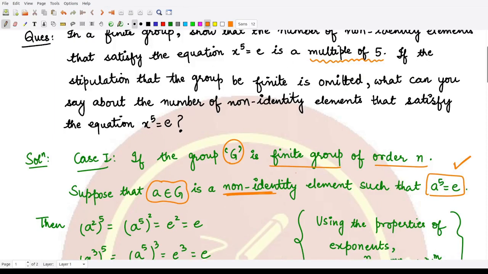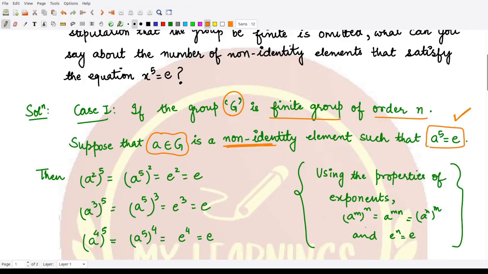So let's check for a square. Now you know the properties of exponents. If you have a raised to power m then raised to power n, it is equal to a raised to power mn, and it is further equal to a raised to power n then raised to power m. So if we use this, a square raised to power 5 would become a raised to power 5 raised to power 2. Because we are given this condition for a, which we have assumed to be true, we would have this as e square, and what is e square? It is e. So that means this a square also satisfies this condition.